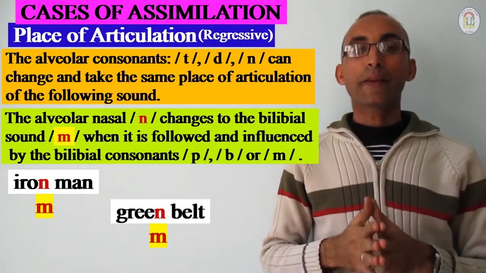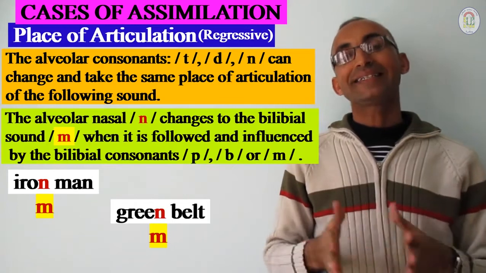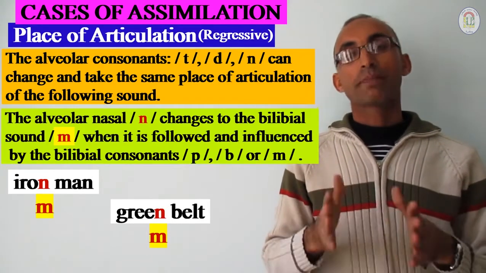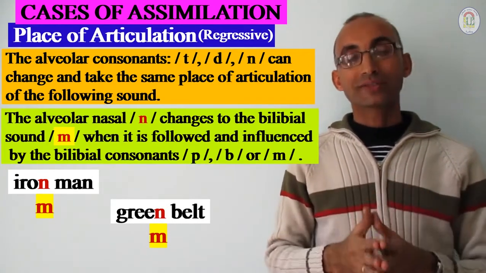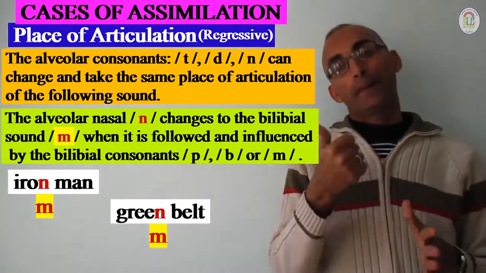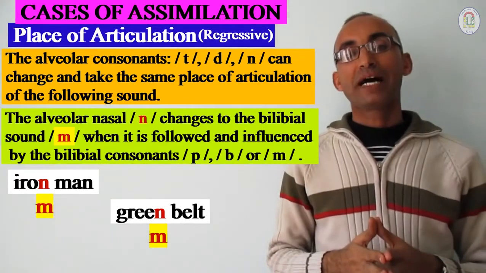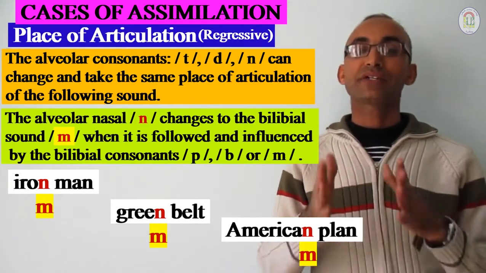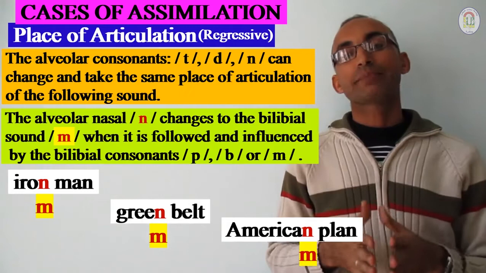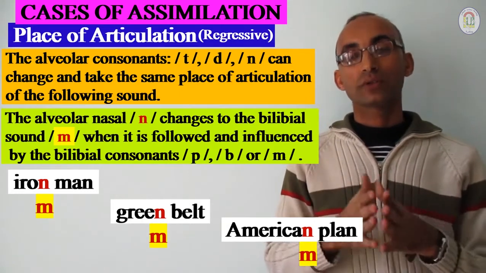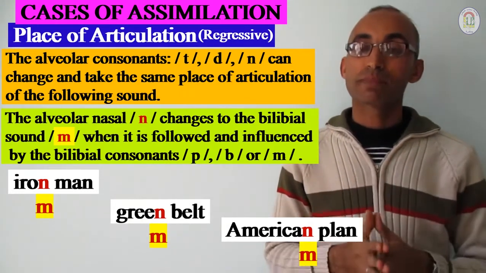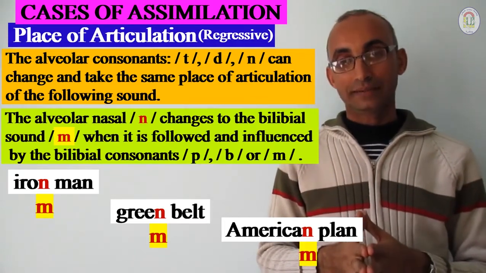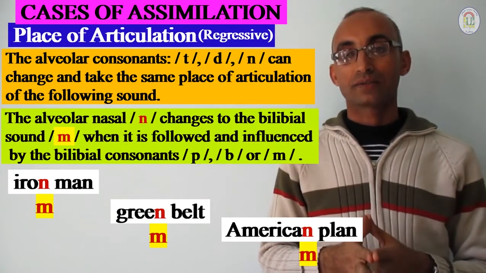Green belt. Here also the na is changed to ma. Why? Because it's followed and influenced by ba, bilabial ba. Also, American plan. So here na at the end of American becomes ma. Why? Because it's followed and influenced by the bilabial pa. Clear? Right. Good.